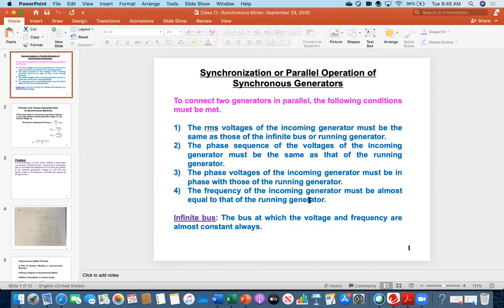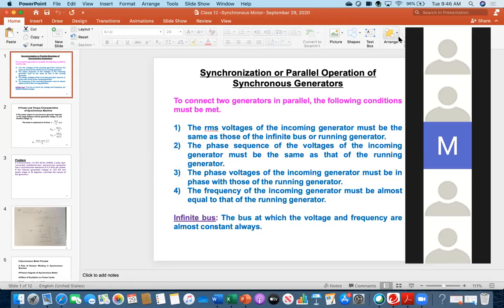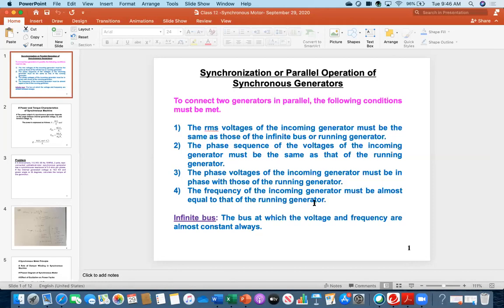Number 4 is the frequency of the incoming generator must be almost equal to that of the running generator. In fact, here again the frequency must be the same, but initially it says almost equal. There is a reason. Later I am explaining why it says almost equal, not must be equal, similar to points 1, 2, 3. Anyway, everybody keep in mind, these are the 4 conditions that must be fulfilled to connect two generators in parallel. So the question is, if any of the conditions does not meet, then what will happen?